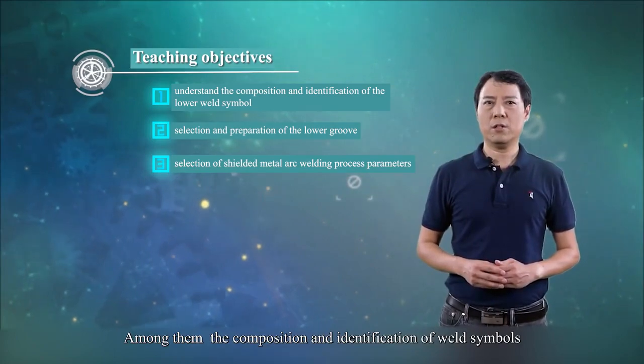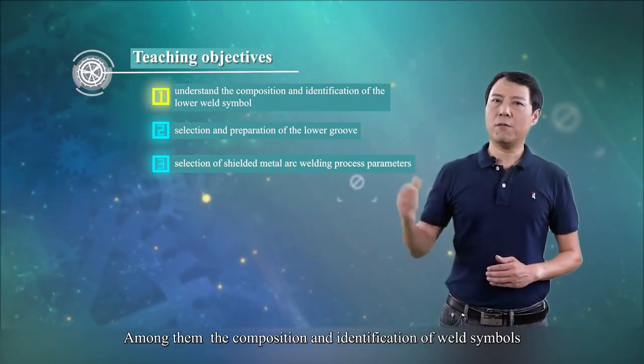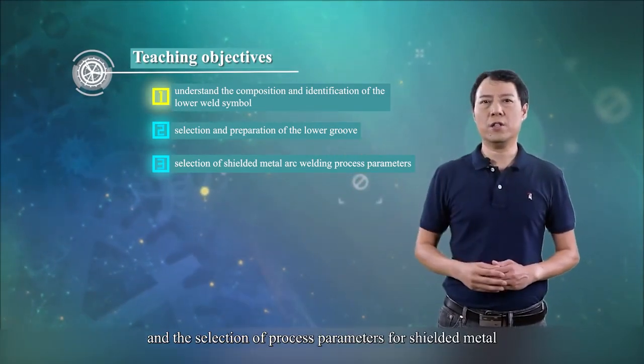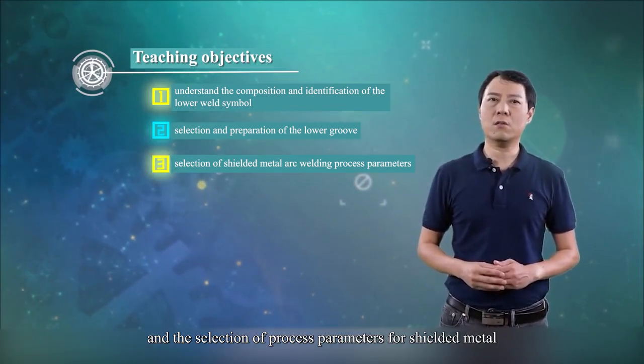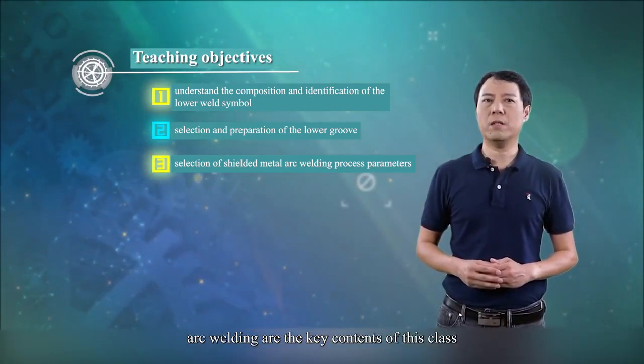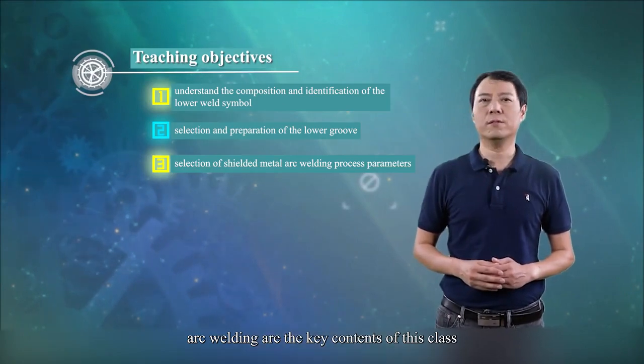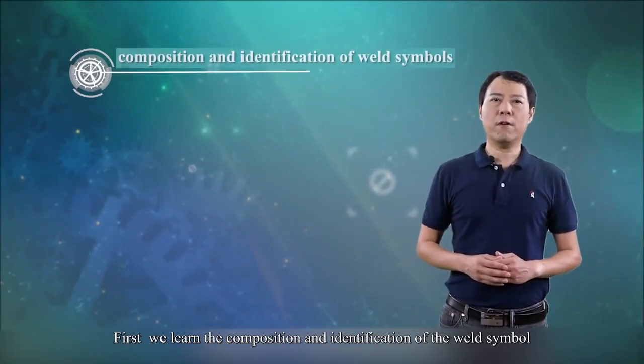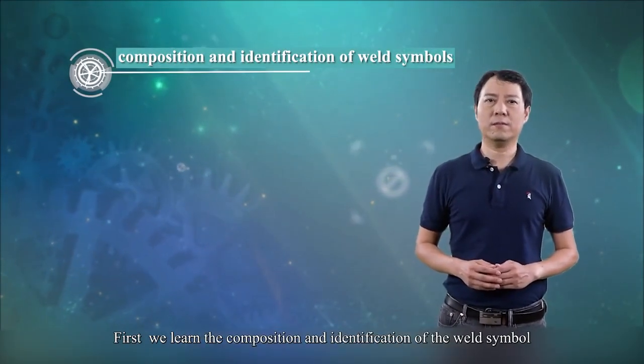Among them, the composition and identification of weld symbols and the selection of process parameters for shielded metal arc welding are the key contents of this section. First, we learn the composition and identification of the weld symbol.